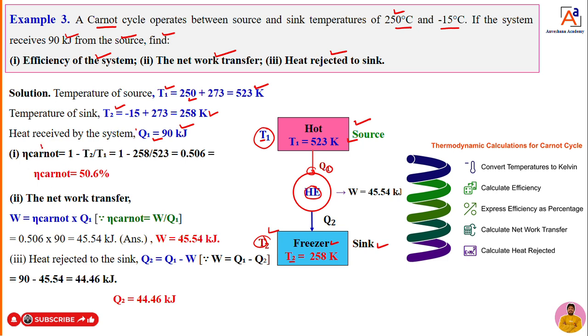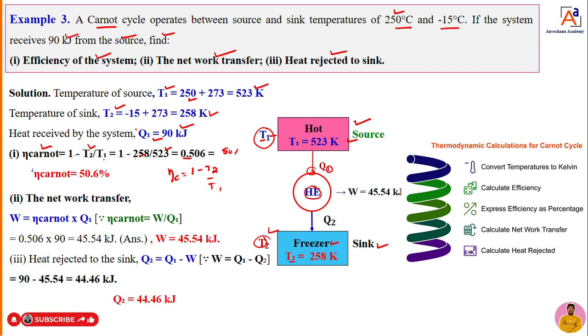What is the efficiency of the system now? It is a Carnot engine, right? We know the equation for the efficiency of the Carnot engine: 1 minus T2 divided by T1. What is the higher temperature here? T1. What is the lowest temperature? That is T2. So Carnot efficiency is equal to 1 minus T2 divided by T1. T2 is already given, 258, the lower temperature, and the higher temperature is 523 Kelvin. Doing the simplification, you will get 0.506, which is nothing but 50%. So the efficiency of the Carnot engine is 50%.